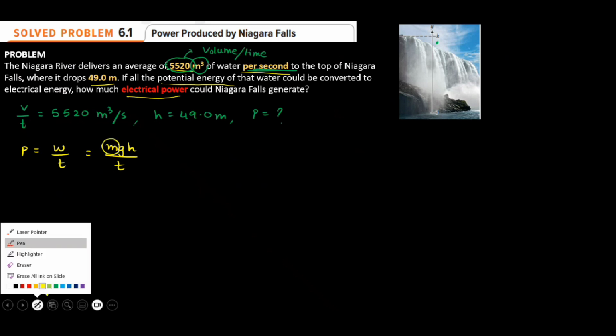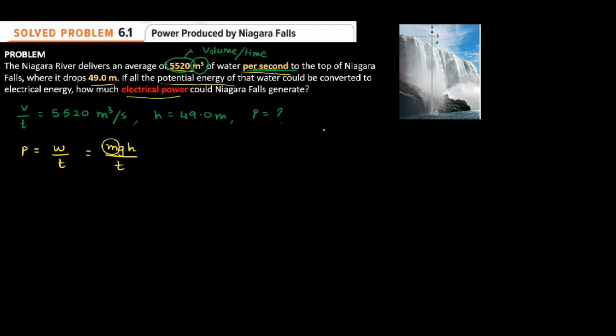Now, what is the relationship between mass and volume? We know that density rho is equal to mass over volume. This expression is called rho, which represents density. So density is equal to mass over volume. I can rearrange this term to write mass as density times volume. When you rearrange this, you move volume to the top and multiply it with density to get the mass. So this is the expression of mass which I can substitute here.